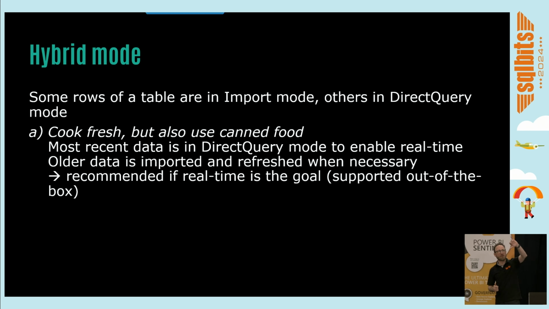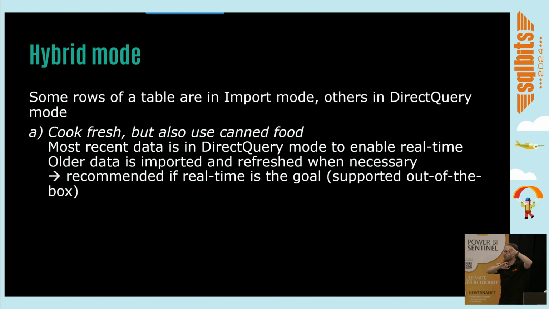Okay, 5 minutes to go, and there are still 2 demos I want to show. So there's also the hybrid mode. Hybrid mode can confuse people, because dual mode means that the table is in both import and DirectQuery. Hybrid means that some of the rows of the table are in import mode, and other rows of the table are in DirectQuery mode. So the table is not both imported and in DirectQuery, but depending on the partition, some of the partitions are in import mode, some of the partitions in DirectQuery mode.